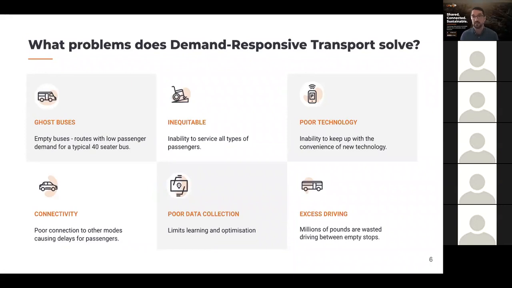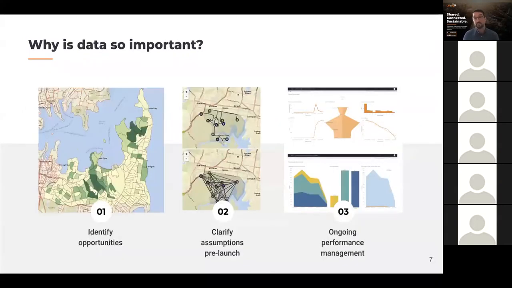If we look at why data is so important, then over on the next slide, it's important at every phase of the design process. So right at the outset, when we're identifying opportunities, it can help us to see where public transport's working well at the moment, perhaps where it's not working so well, where the gaps are, where DRT might be able to help.